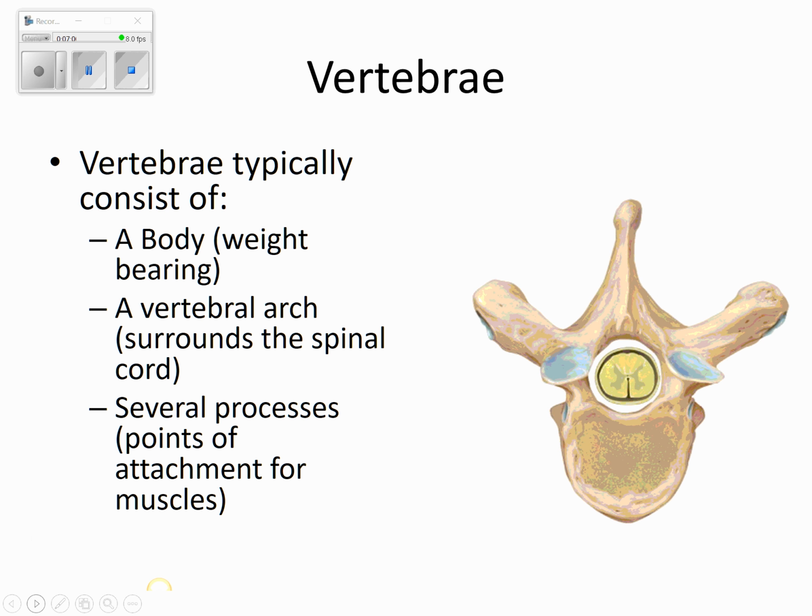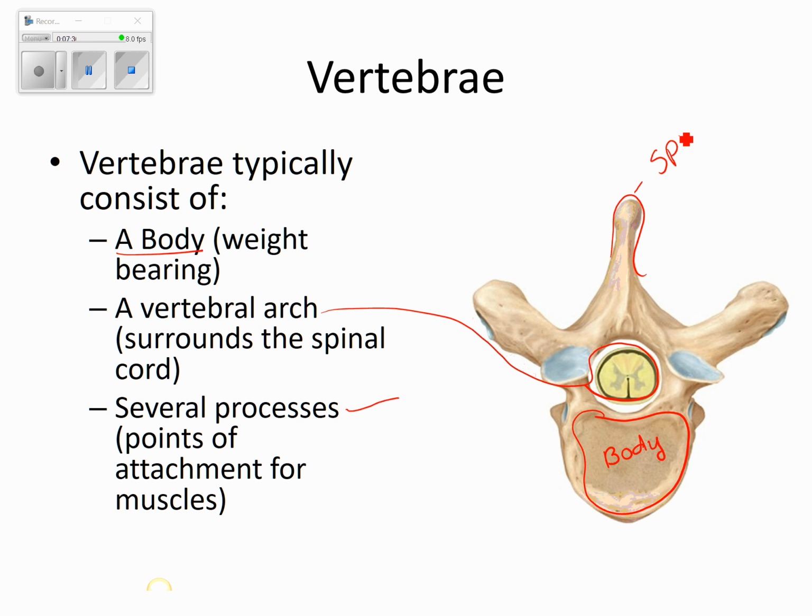Vertebrae, of course, typically consist of a body, and that's going to be this little section here. Okay, and that's the weight-bearing part of the vertebra. It also has a vertebral arch, and your vertebral arch, of course, is through here. And also, of course, you have your several processes. So you have one process here, and this is called the spinous process. And you have two on the sides, the transverse processes.